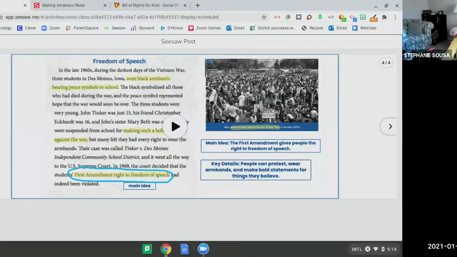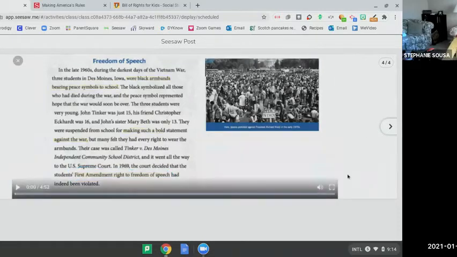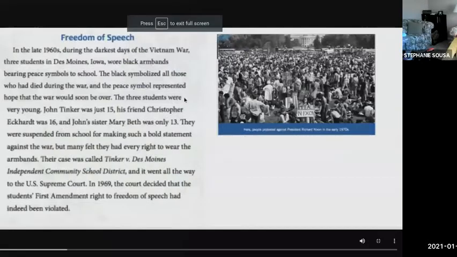Freedom of speech. This says that we are allowed to say what we feel, and the country cannot say, shh, you're not allowed to say that, okay? So let me play this, and this is exactly what you are going to do today. You're going to read a text. The main idea is going to be given to you, and you're going to be finding the key details.